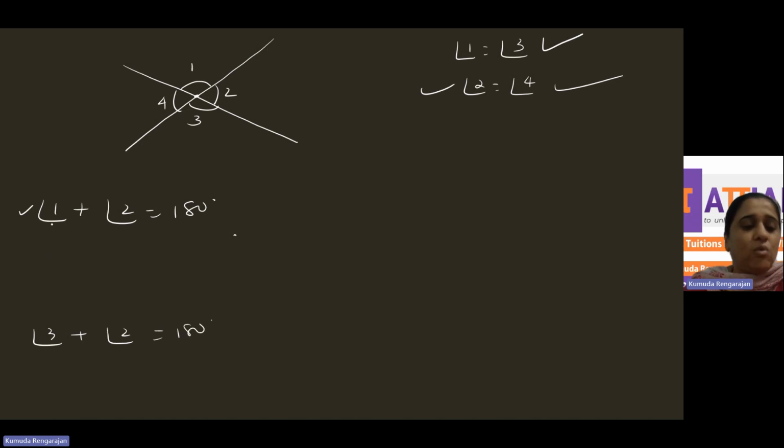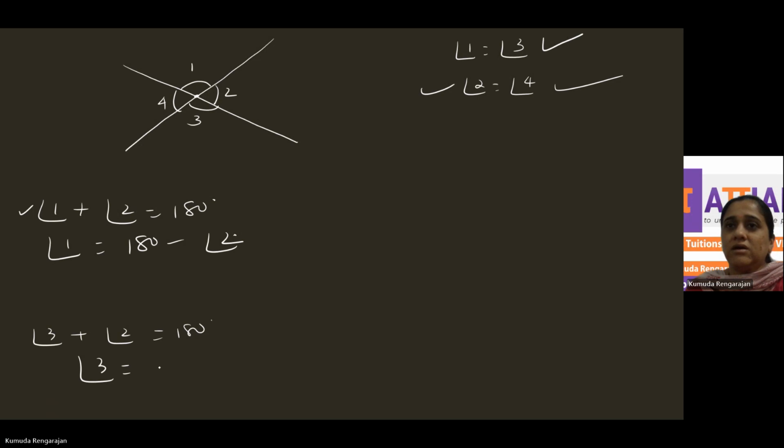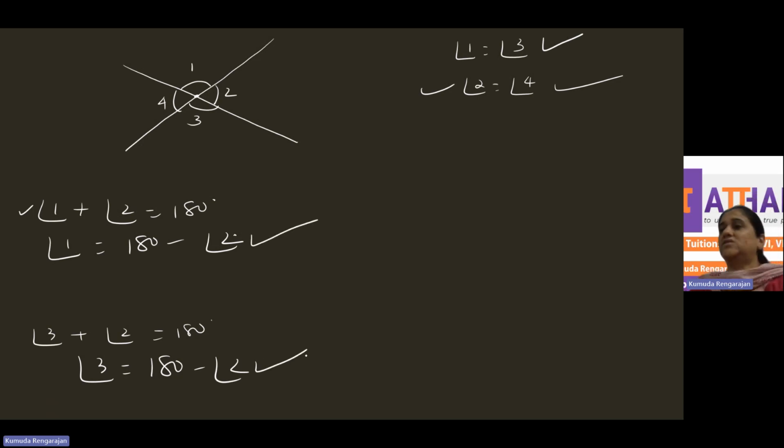Now see here. What is angle 1? 180 minus angle 2. What is angle 3 from the second? 180 minus angle 2. So angle 1 is 180 minus angle 2. Angle 3 is also 180 minus angle 2. That means angle 1 is equal to angle 3 because both of them are equal to 180 minus angle 2.